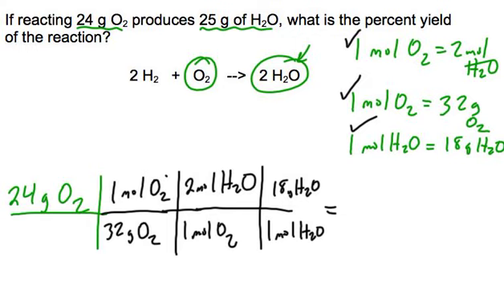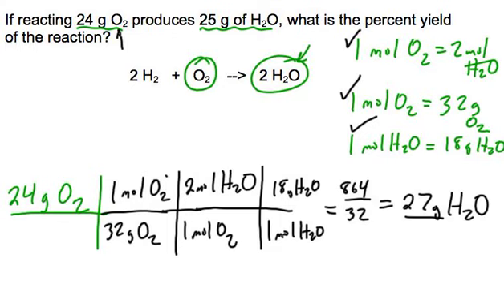So 24 times 2 times 18. Up top, I have 864. Down bottom, 32 times 1 times 1 is 32. So when I divide those, I get 27. So when 24 grams of O2 react, I expect to get, let's just say water here, I expect to get 27 grams of water. That's if everything goes perfectly.